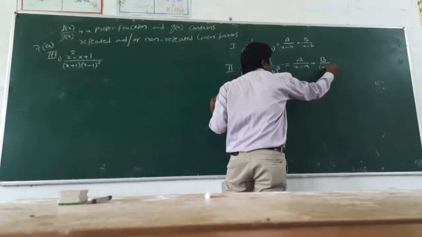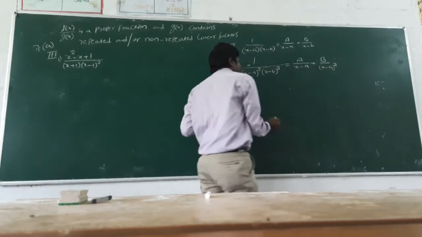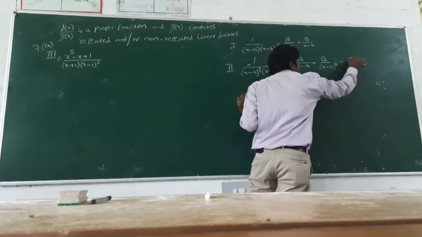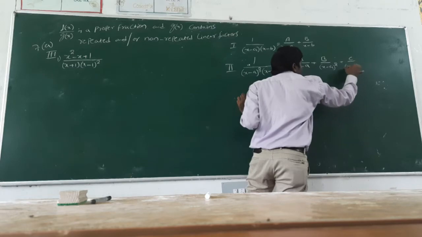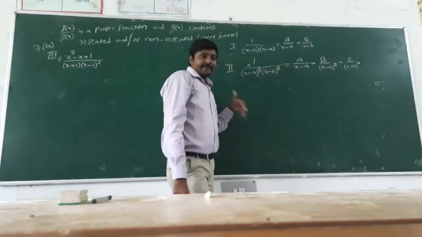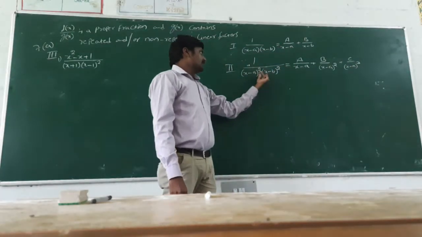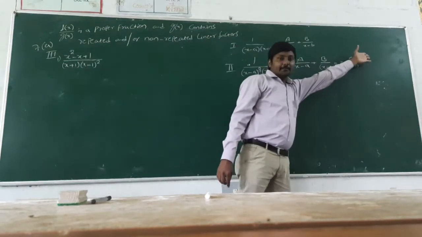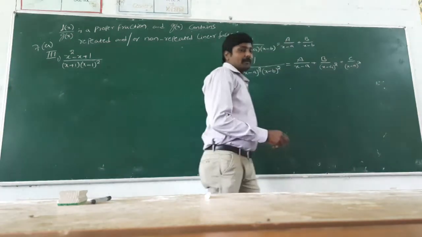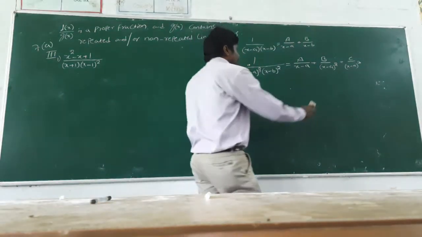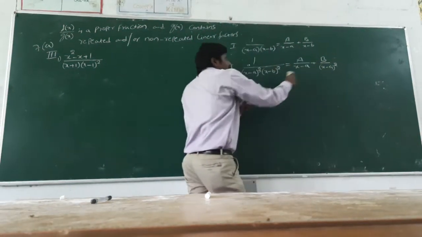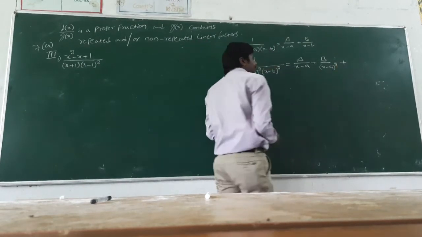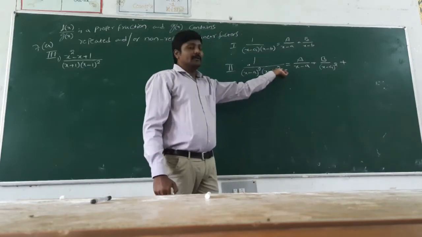(x minus a) whole square. If we have power 3, we take C by (x minus a) whole cube. If we have power 4, we take plus D by (x minus a) whole power 4. But here only the square, so A by x minus a plus B by (x minus a) whole square, and after that, the second factor (x minus b) whole square.